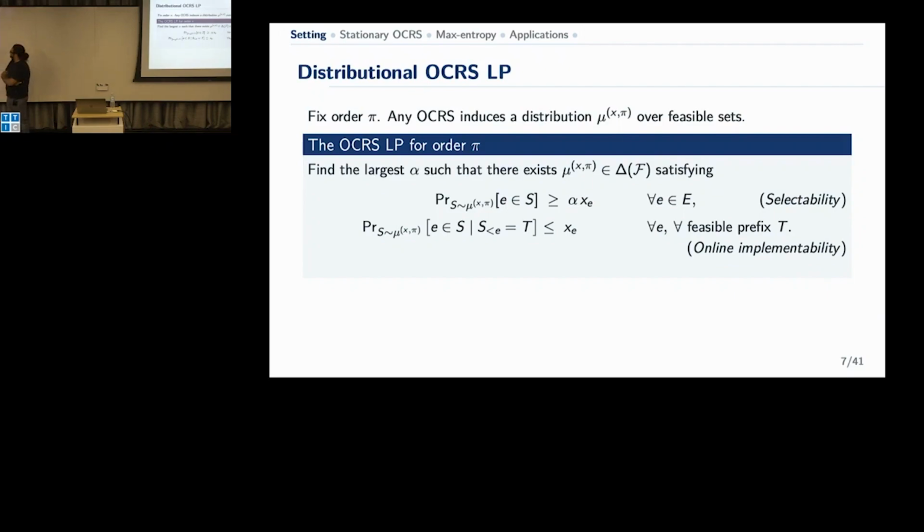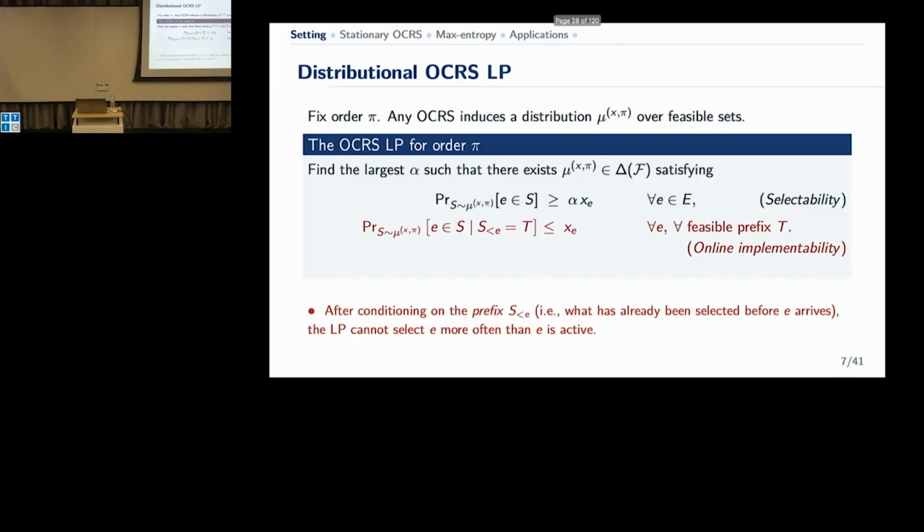So let's try to understand this LP. I'm trying to maximize alpha, the selectivity, subject to essentially 2 constraints. The first constraint says that whatever joint distribution you have should contain every element with probability at least alpha times x_e, so that your scheme is alpha selectable. And then the second constraint is kind of interesting. I call that online implementability, meaning that you have some joint distribution, and for every E and for every feasible prefix T, imagine some point during the execution of the algorithm, the probability that you select an element, conditioned on whatever you have selected so far, should be no more than the total probability that the element is active. Because at the end of the day, you always pick active elements.